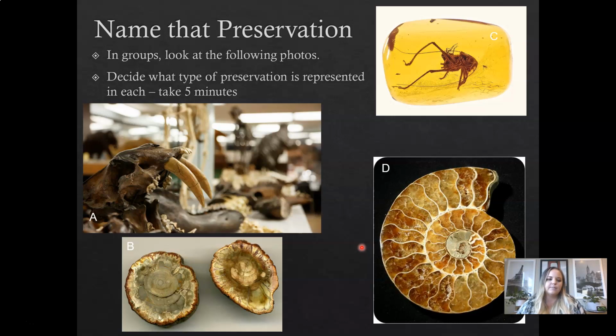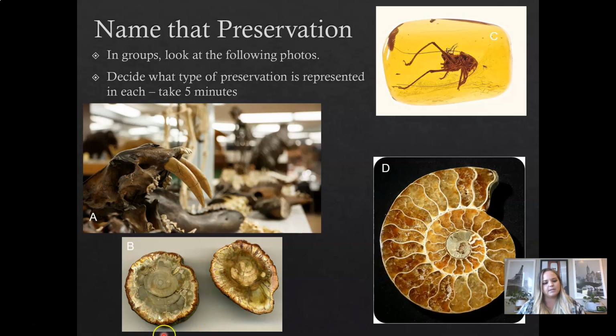Okay, so by now you might have figured it out. So here we have a saber-toothed cat or a smilodon, and this one is from tar impregnation. This very dark, brownish, almost burgundy kind of color is indicative of a tar impregnation. Then down here we have something called permineralization.